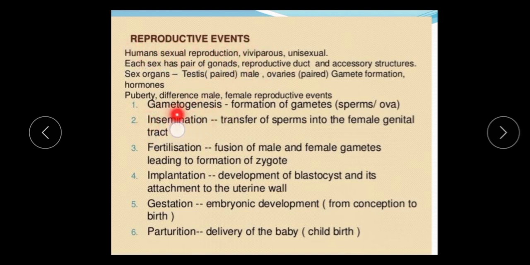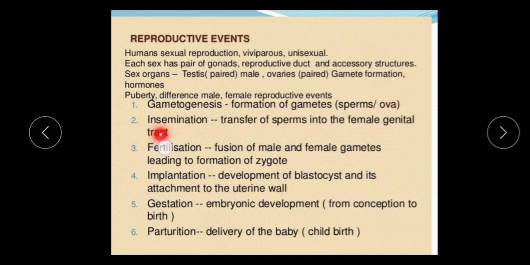Reproductive events include gametogenesis, insemination, fertilization, implantation, gestation and parturition. These reproductive events are very important, and they should occur in this same sequence. Gametogenesis means the process of formation of gametes. In case of male the gamete is the sperm, and in case of female the gamete is the ovum.